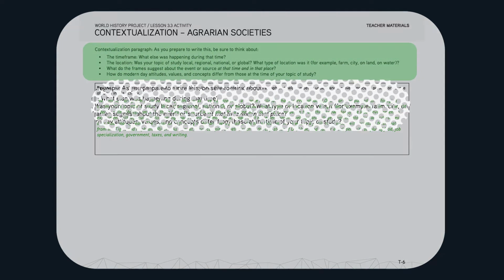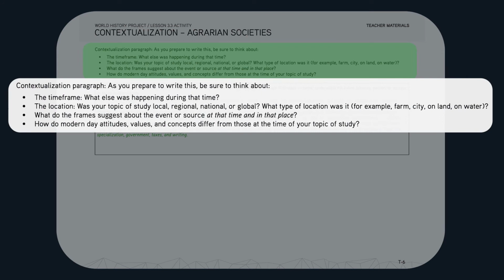The tool will help them write this paragraph with guiding questions like, what else was happening during that time? Was your topic of study local, regional, national, or global? What type of location was it? What do the frames suggest about the event or source at that time and in that place? How do modern-day attitudes, values, and concepts differ from those at the time of your topic of study? With all the information they've gathered in the tool and guided by these prompts, students will be well-equipped to write this paragraph.